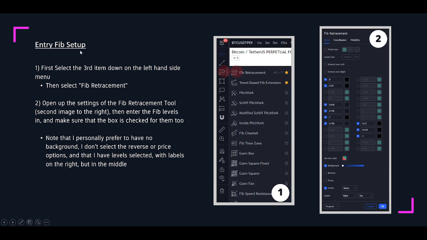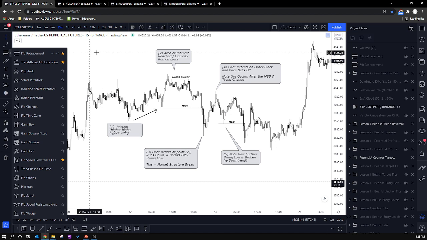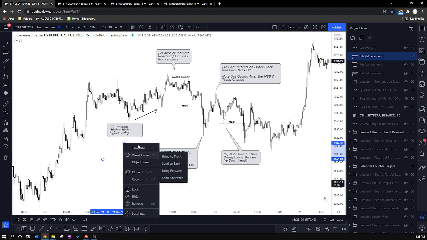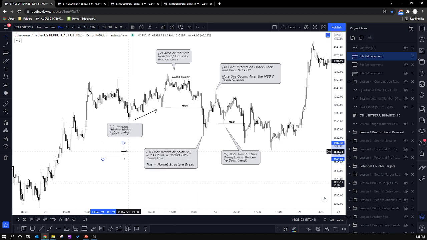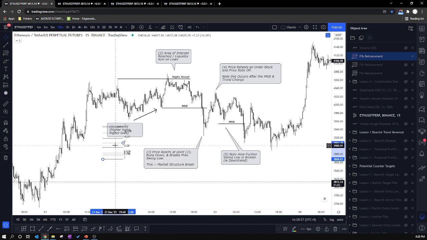Rightio, so the entry fib setup. So if you go and check up here on your TradingView chart and you click on the third icon down and you hit fib retracement, you'll be welcomed to a Fibonacci. Now, this is our range-based setup, which we're not covering in this specific example, but we'll just open up that one, which is the classic range. Classic as I call it.